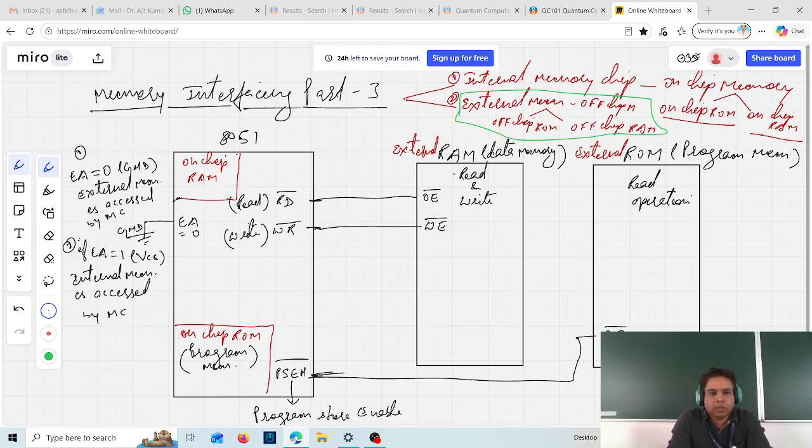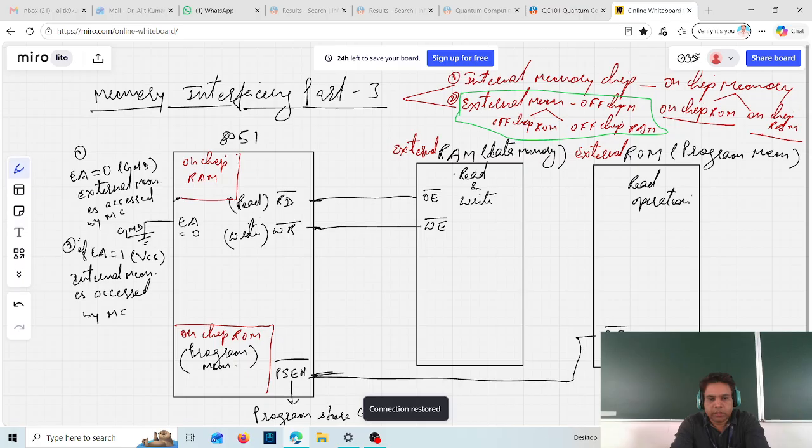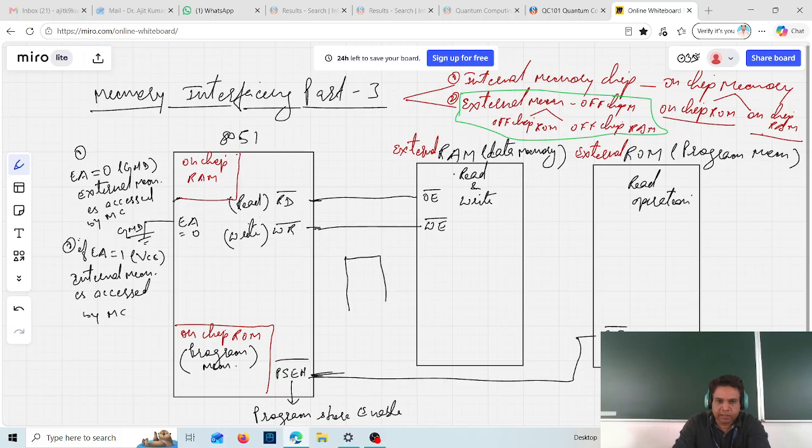Having learned all these things, one more thing I need to show here, which is called a latch. Here we have one more circuit. There is a latch here. This latch is a temporary storage device.